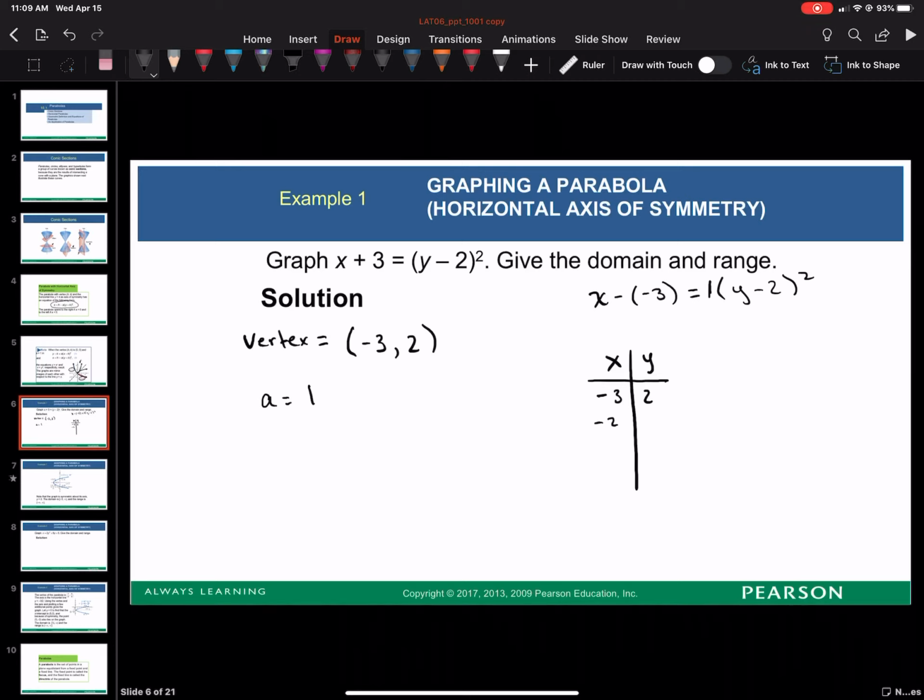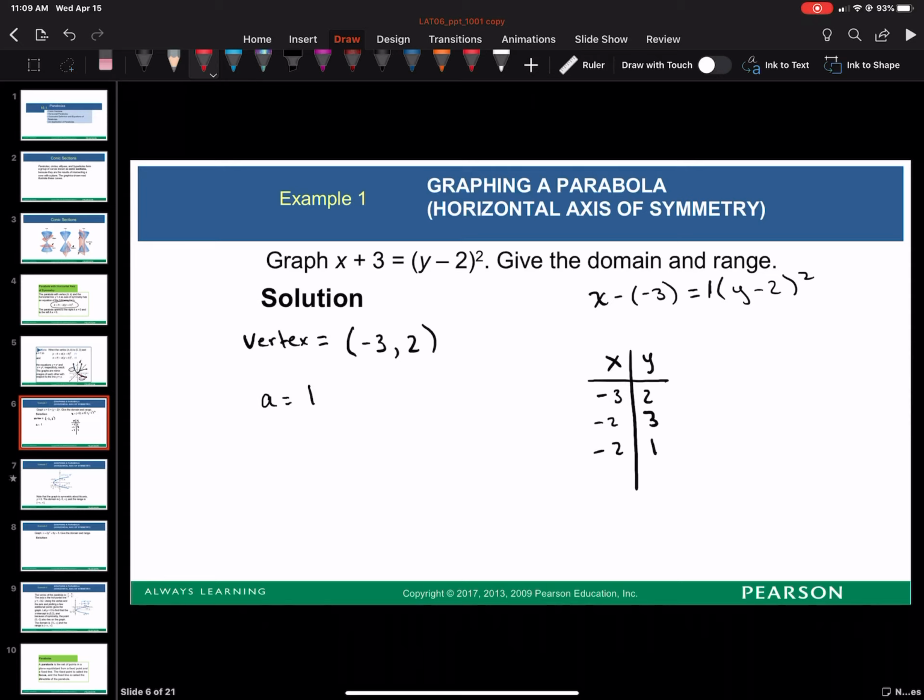So if we put in negative 2, we'll get 2 different answers, right? We'll get 3, and we'll get 1. Now, for the people who may be wondering how we got that, let's do this.